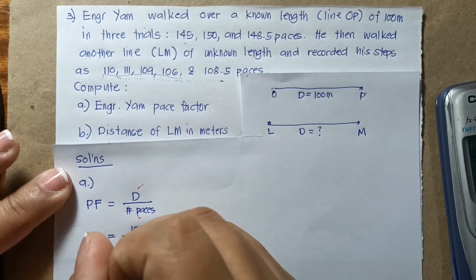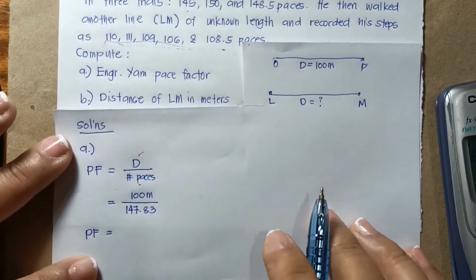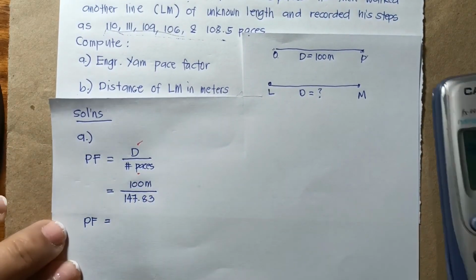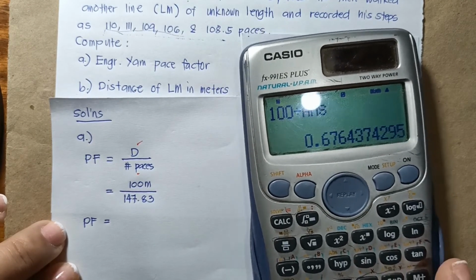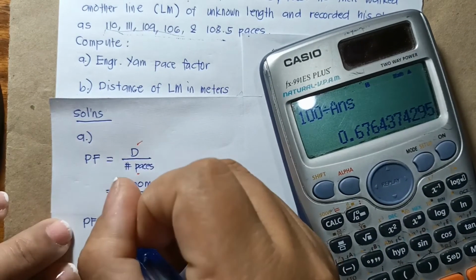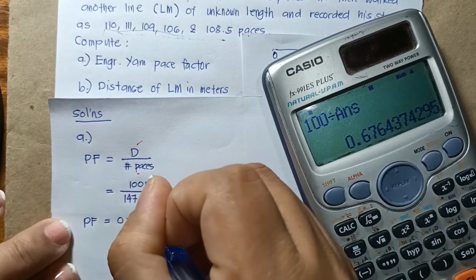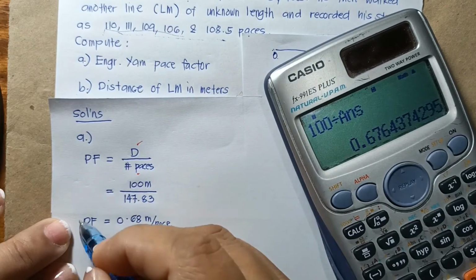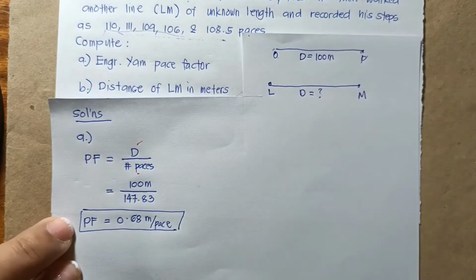So therefore, the pace factor of Engineer Yam is 100 divided by 147, and the value is 0.68 meters per pace. And that is the answer for question A.